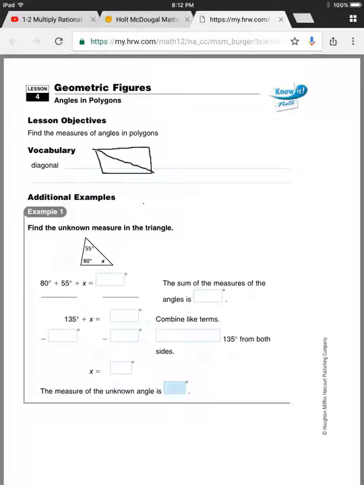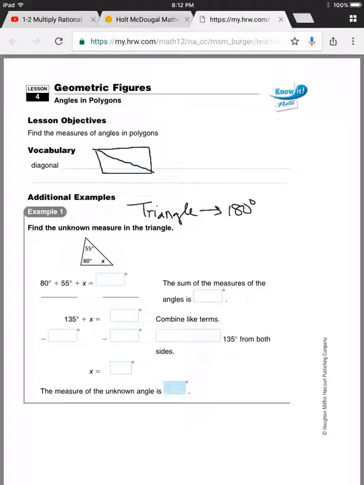has 180 degrees, right? You should probably know that at this point. And if you don't, well, now you do. So a triangle always measures 180 degrees. No matter what kind of triangle you have, always 180 degrees. So we are going to be finding the unknown measure of the triangle.